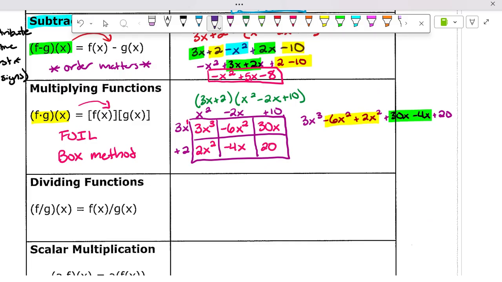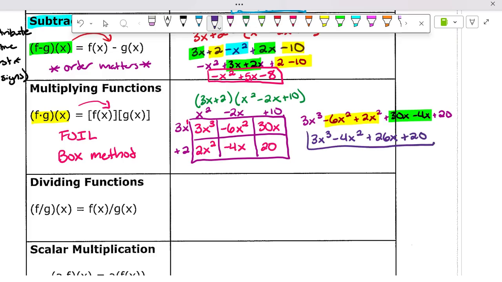All right, so even if it's not highlighted, you still got to bring it down because that's part of your answer. So I'm going to bring down the 3x cubed. What's negative 6x plus 2x? Positive 4x or negative 4x? Negative 4x squared. 30x minus 4x? Positive 26x. And then you bring down the plus 20.